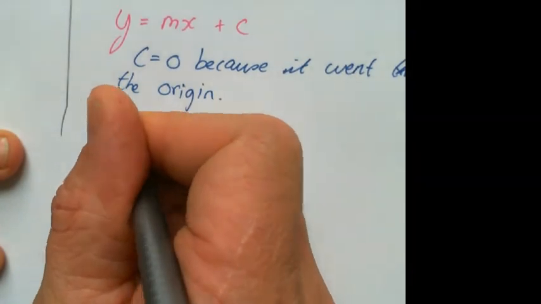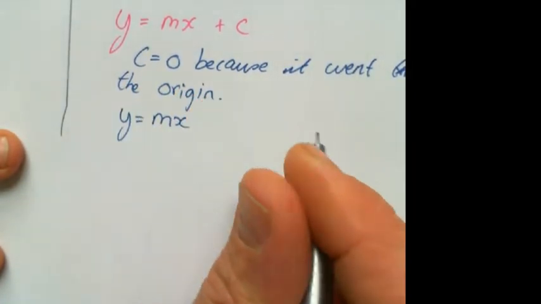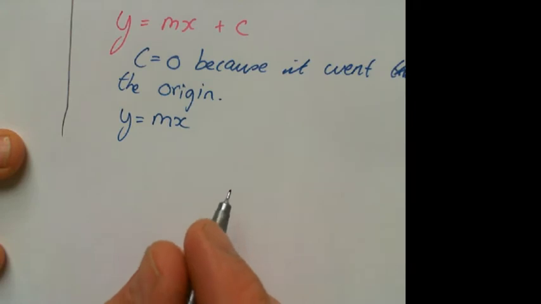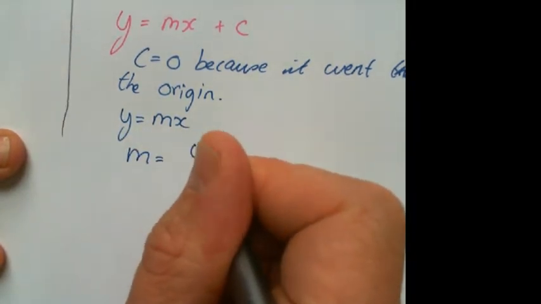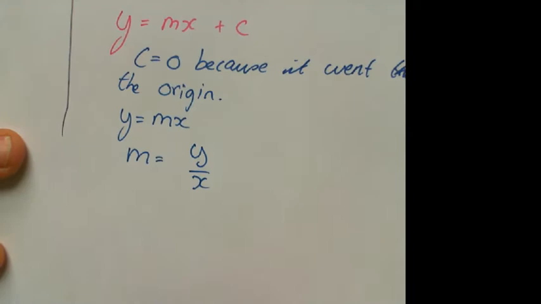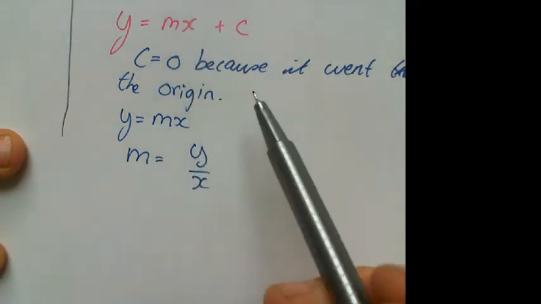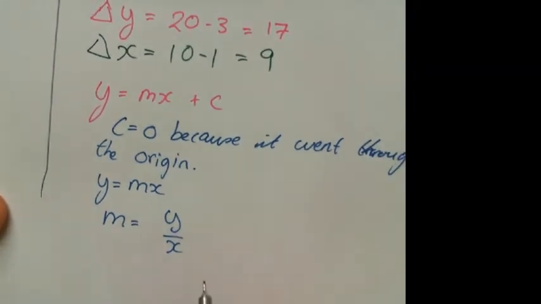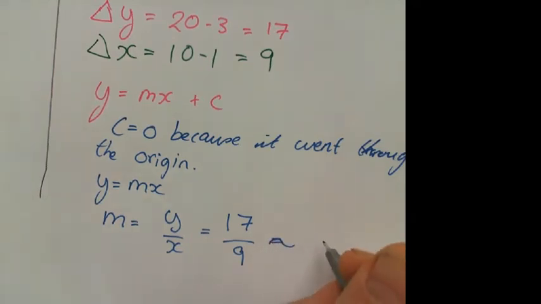Now, I've simplified that to y equals mx. So if I do m equals y divided by x, and I know what my y divided by x is because I've just worked out what y and x are. So that means it's 17 divided by 9, which is nearly 2. Okay? And my y is my current, and my x is my voltage.